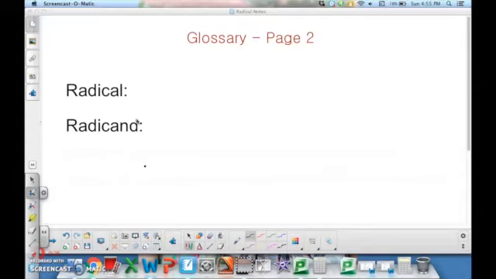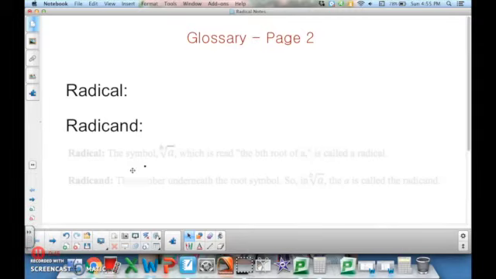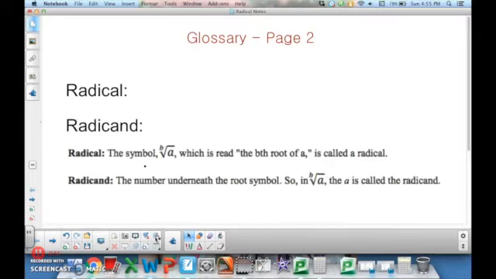So remember that at the very front of your packet, you have a glossary where you should be writing your vocabulary words. The two words we have to define today are radical and radicand, and I've had several people ask me about these, so we're going to talk about them now. I copied these definitions straight from the Georgia State Study Guide for our class.